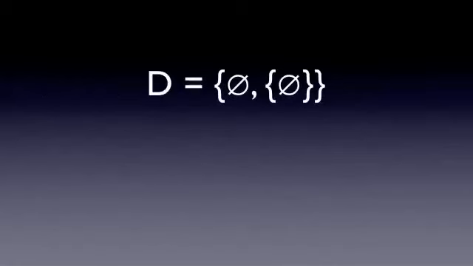Here's set D. In this case, set D has 2 elements: the empty set and a set containing the empty set. So the cardinality for set D is 2.